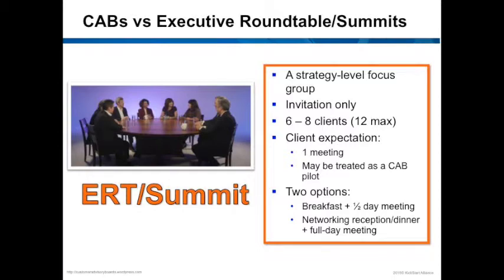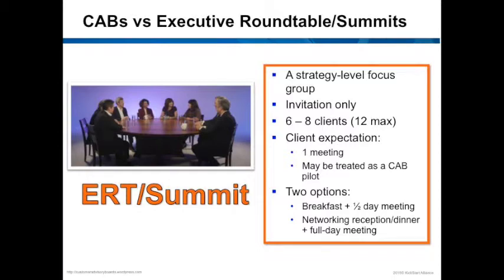Again, it's a strategy level focus group, same as a CAB. It's by invitation only, same as a CAB, but it may have fewer clients. In this case, you might have 6, 7, or 8 typically involved. The expectation, though, is for a single meeting. And you may use this as a format to test the notion of the CAB before you commit to a longer multi-year agreement. There are two options.